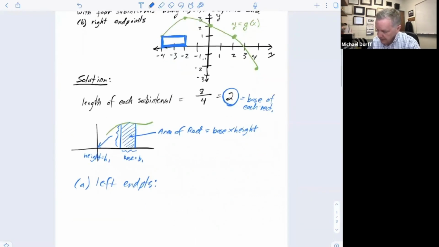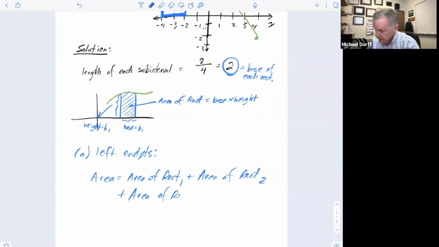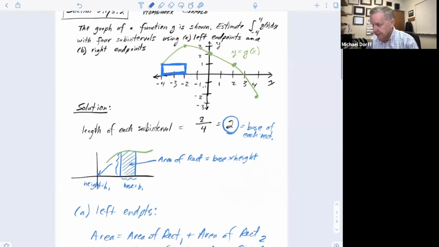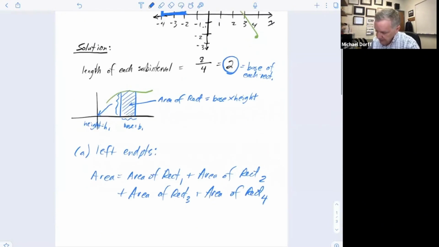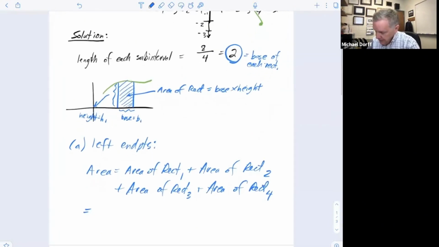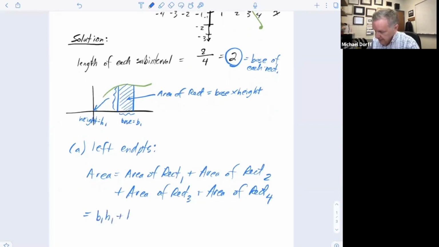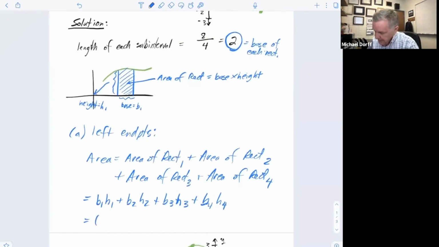All right. So the area is going to equal area of rectangle 1 plus area of rectangle 2 plus area of rectangle 3 plus area of rectangle 4. And again, I know I have four rectangles because I'm using four subintervals. So what is this going to equal then? Well, the area is going to be the base times the height of each one of these. And I know that the base in each case is 2. So I need to figure out what the height is.